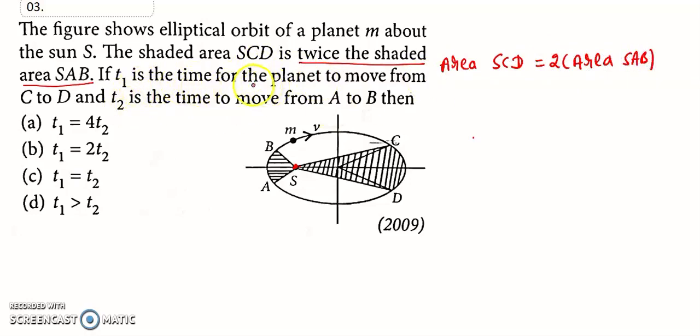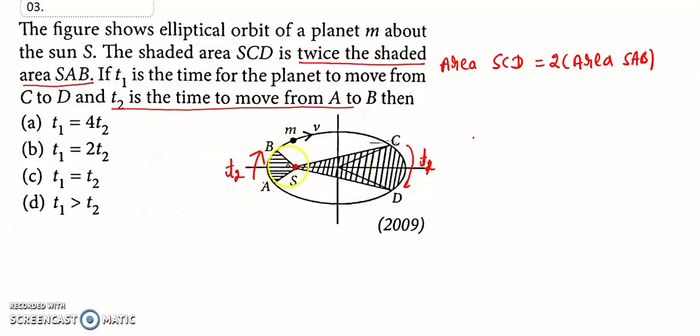If T1 is the time for the planet to move from C to D, and T2 is the time to move from A to B, then that time is T2.